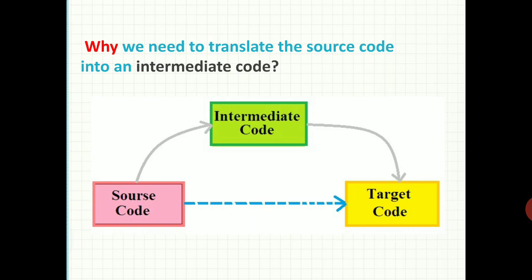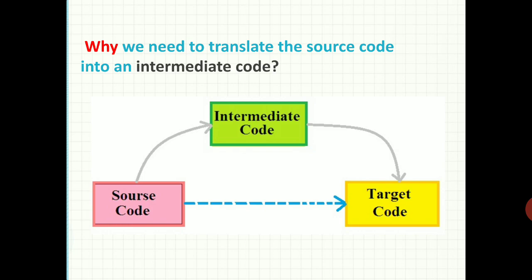As we know, the compiler converts a particular high-level language into another type of language, or we can say a low-level language. For that, it uses several phases. By using several phases, it converts the source code into target code. One of those phases is the intermediate code generation phase. It is an optional phase in the compiler.